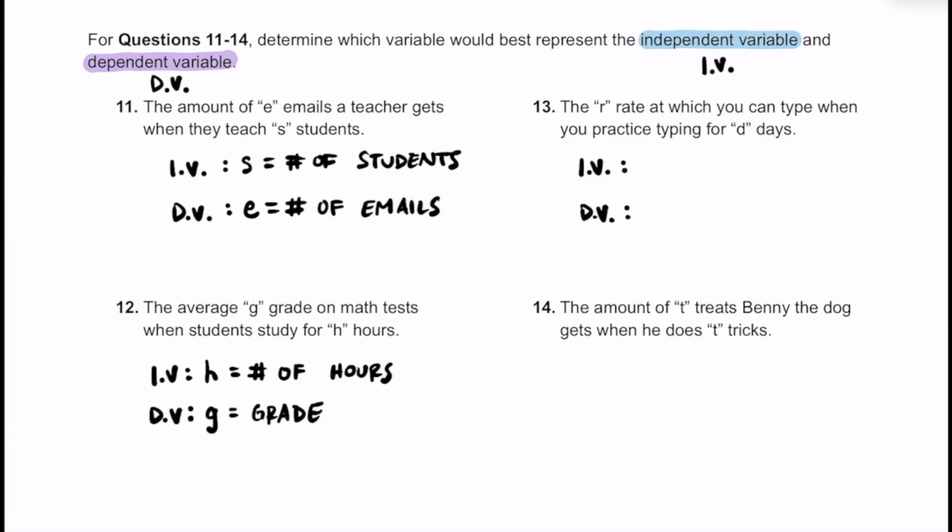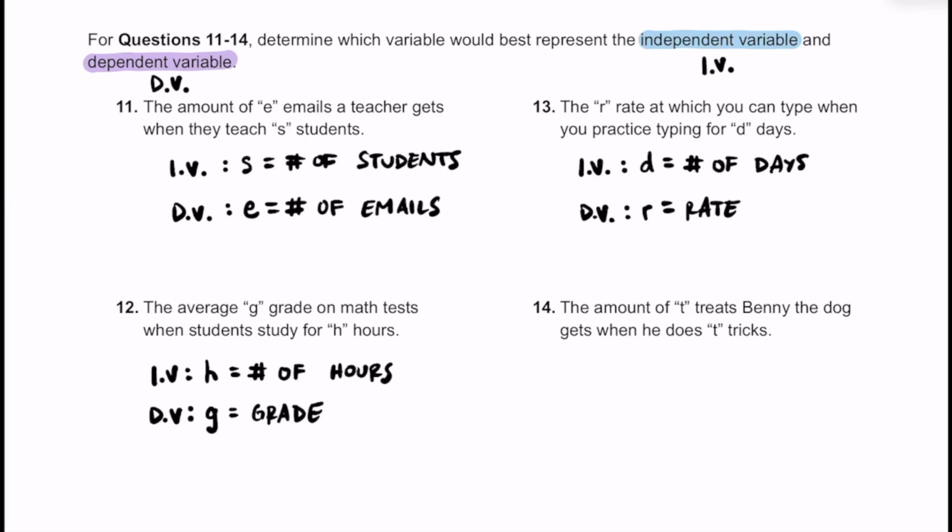Now, I would argue that if you spend more time or more days practicing typing, your rate would get faster. So I think the dependent variable here is going to be the rate at which you type, and that's going to depend on the number of days that go by, especially if you are practicing regularly, right? But with more time, you will most likely get better and faster. So D is going to be the number of days, and then R is going to be the rate at which you type.